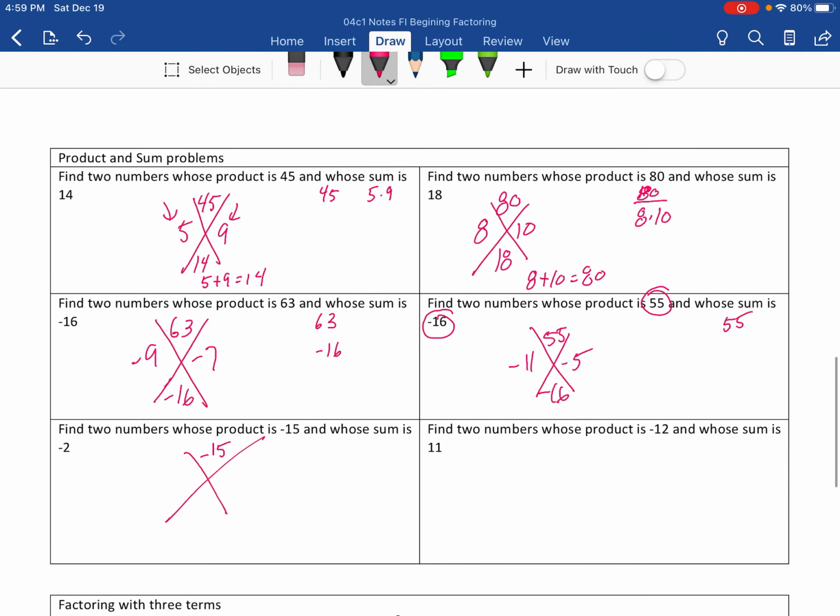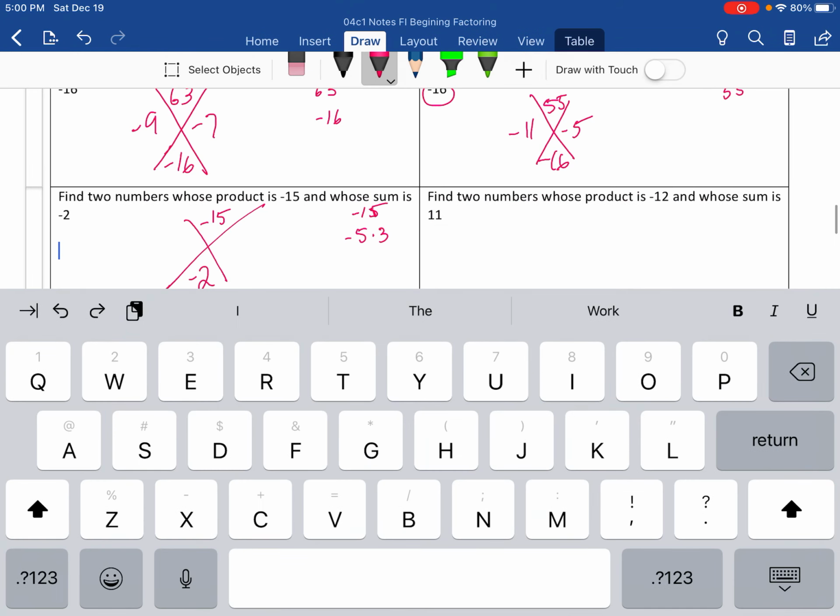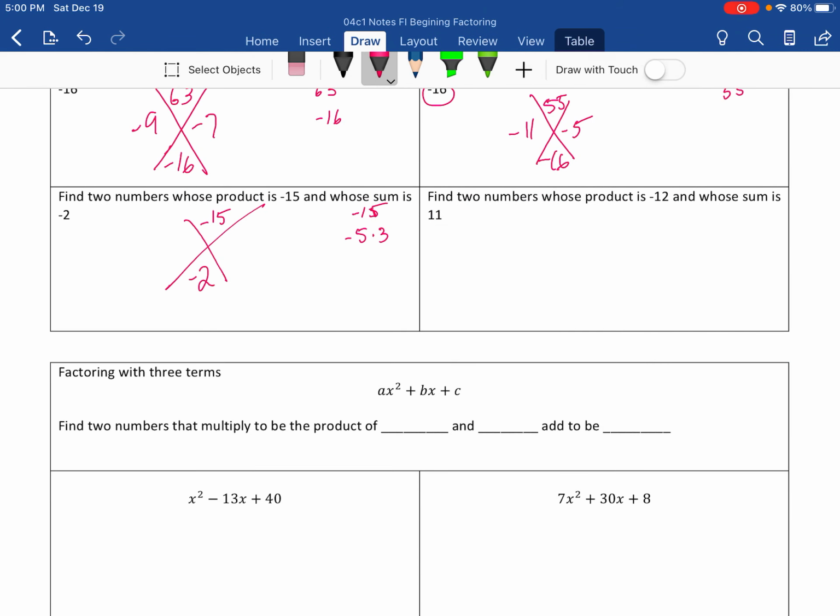Okay, find two numbers whose product is negative 15 and whose sum is negative 2. You can go through all of your factors of negative 15 if you don't have Desmos. You can say, okay, well, I know 5 times 3, but one of them has to be negative. So if I did negative 5 times 3, then you can go through and do a guess and check, or you can put it in Desmos. So this is going to be negative 5 and 3.